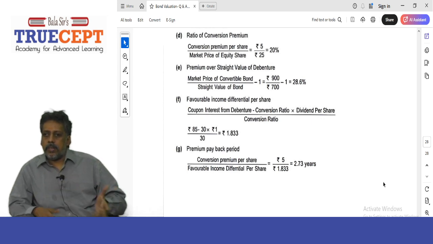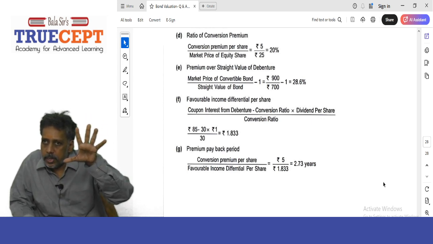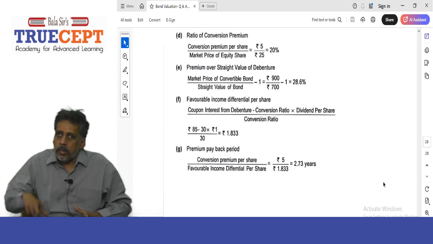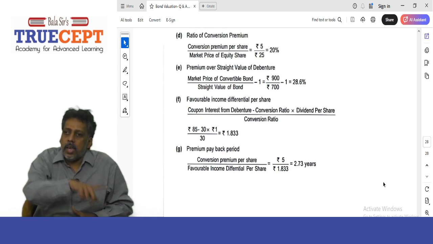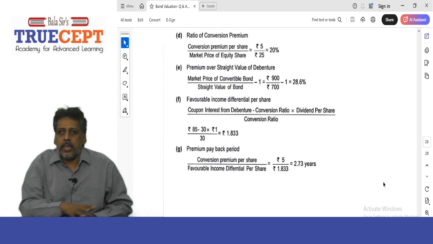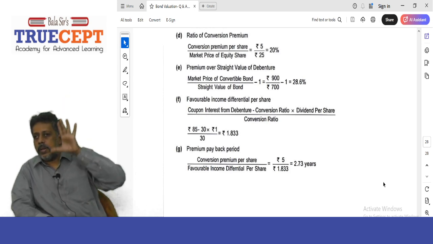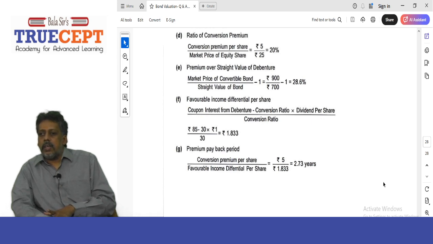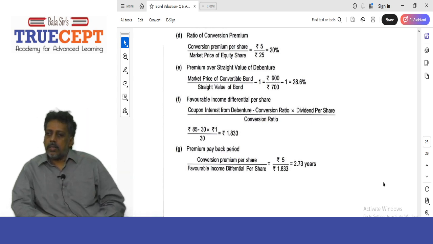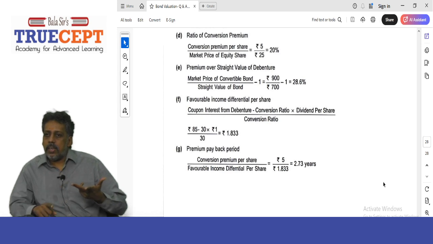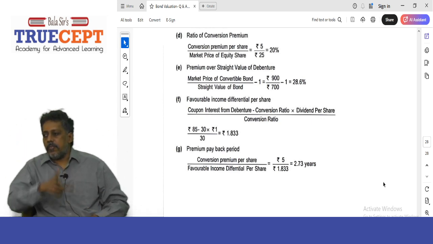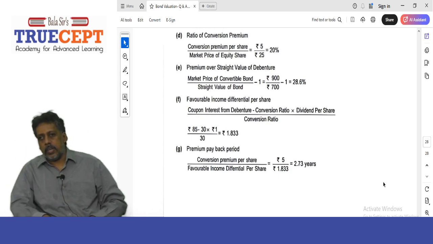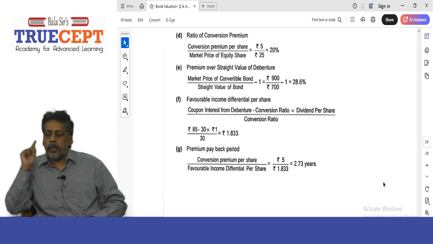Now last question, find the premium payback period. Very simple. The 5 rupees you paid extra for every share, effectively. And you want to earn how much extra from the bond? 1.833, right? In how many years will it recover this money? 5 rupees by 1.833 is 2.73 years. That is all. In 2.73 years, you will recover the extra money you paid, and then if you want, you can convert the bond into shares. That's called the premium payback period.